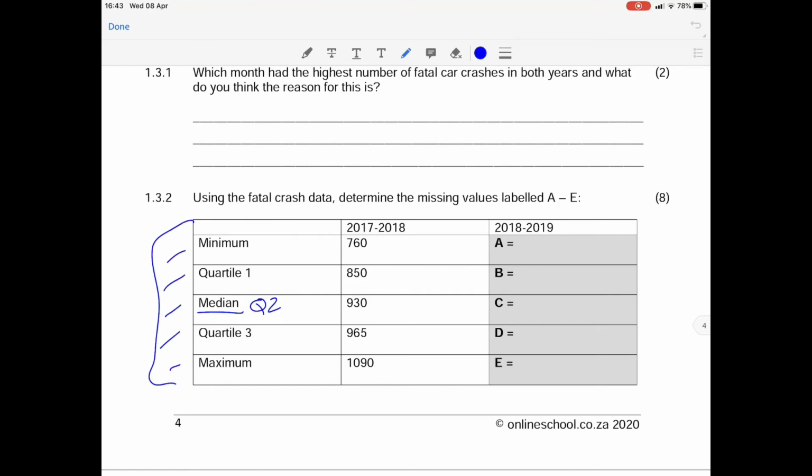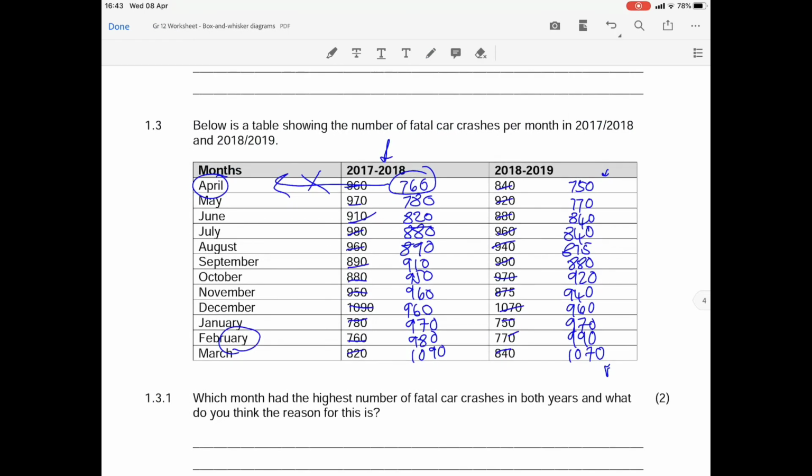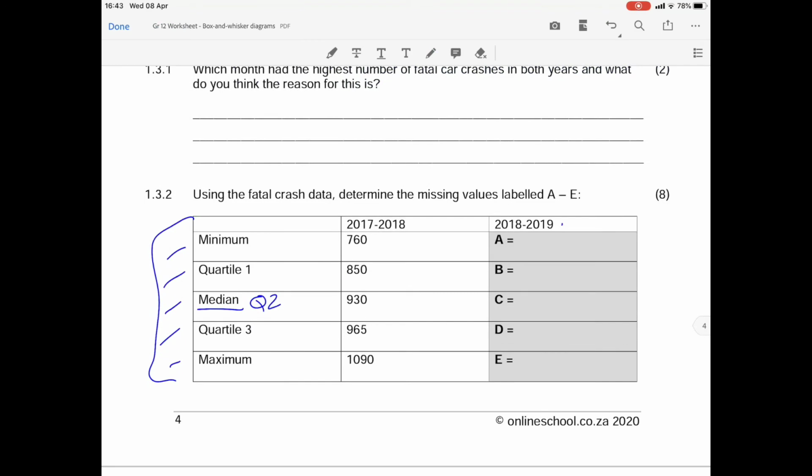We need to find the minimum value for the 2018-2019 fiscal year. And because I've saved myself the trouble by ordering my data, my minimum value is going to be 750, and I may as well get my maximum while I'm here, of 1,070. So that is what I will fill in for A: 750, and my maximum is 1070.